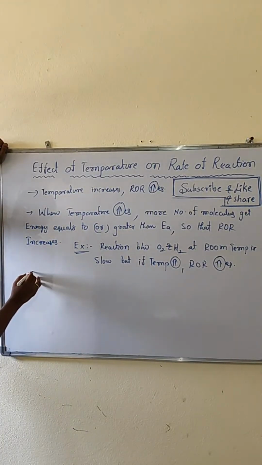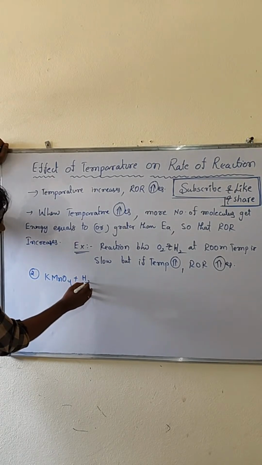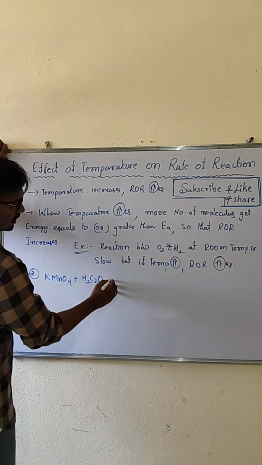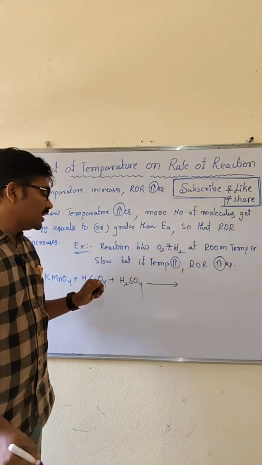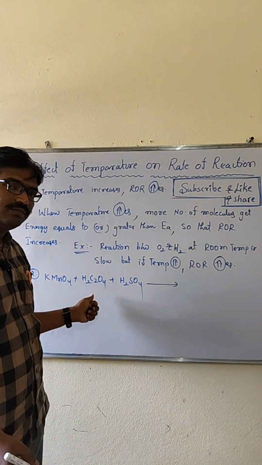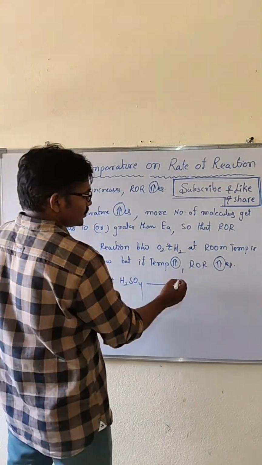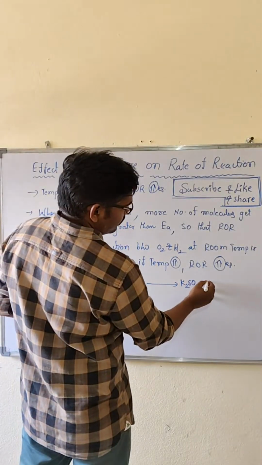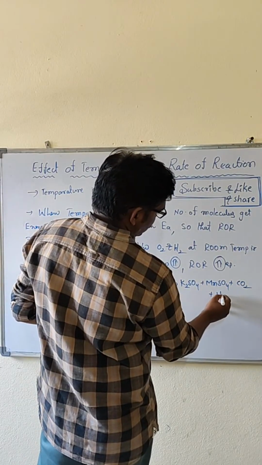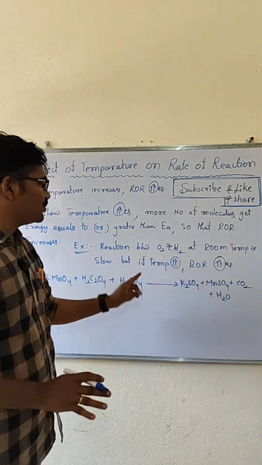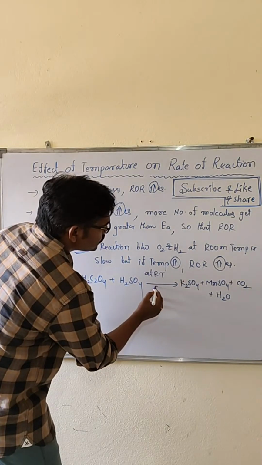Then a well-known reaction for you people is KMnO4 reacting with oxalic acid H2C2O4 in the presence of H2SO4, where KMnO4 acts as an oxidizing agent. KMnO4 with oxalic acid in acidic medium gives K2SO4, plus MnSO4, plus CO2, plus H2O. These are the reactants and products. This reaction at room temperature is slow actually.